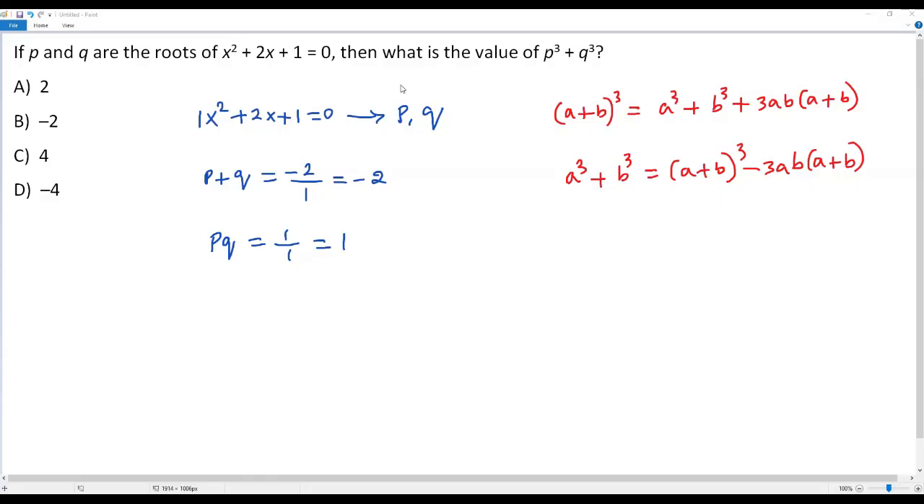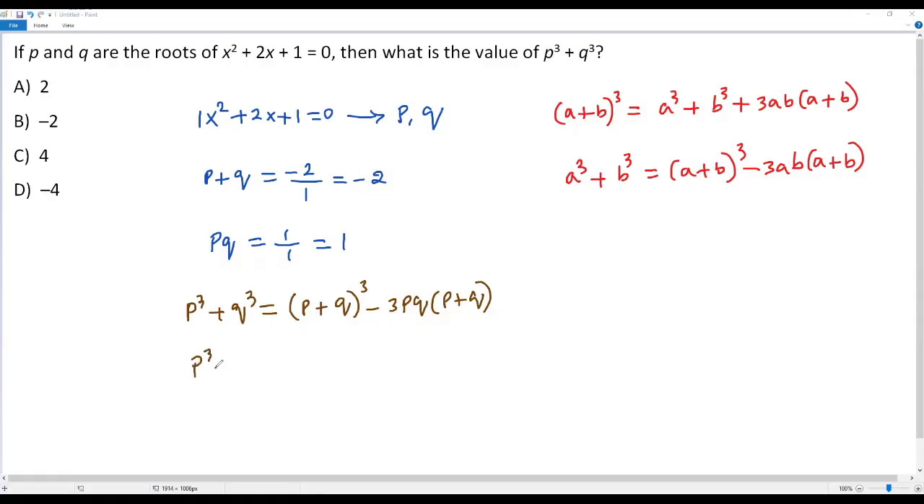Now I'm going to replace a by P and b by Q in this equation. So when I replace a by P and b by Q, I am getting P cubed + Q cubed. And the right side also has to have the same changes. That is, for a we write P, and for b we write Q: (P + Q) whole to the third power - 3 times PQ times (P + Q). Now I have expressed this in terms of P + Q and PQ, so that I'll be able to use the values I got for P + Q and PQ.